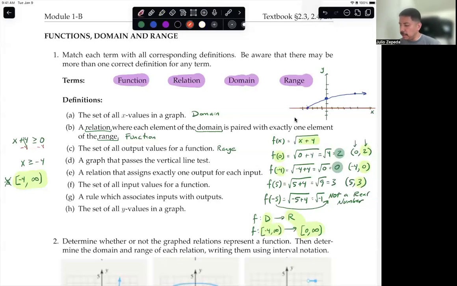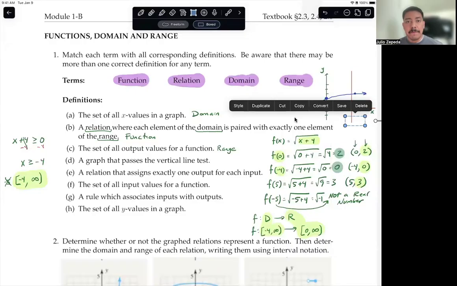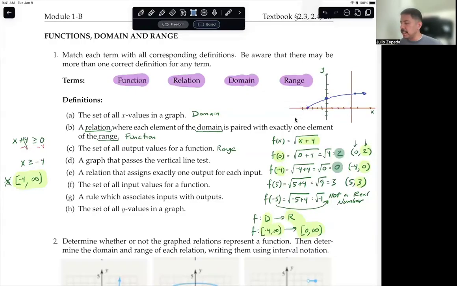Okay, let's continue here with our terms. D, a graph that passes the vertical line test. Oh, well, a graph that passes the vertical line test is just a function. The vertical line test, if you'll recall, is a way to tell whether or not a given graph is a function or not. And the vertical line test just says if any vertical line that is drawn intersects a graph at most one time, then that graph is a function.